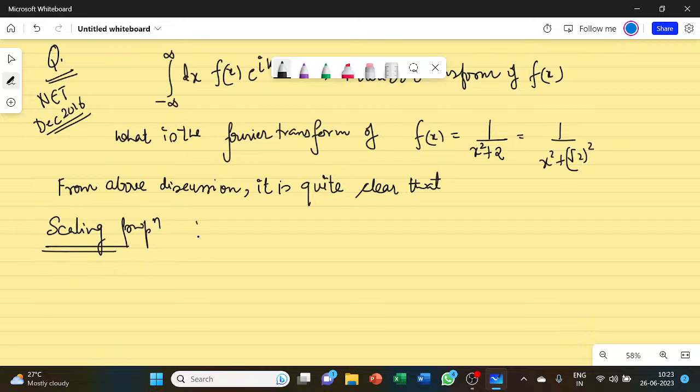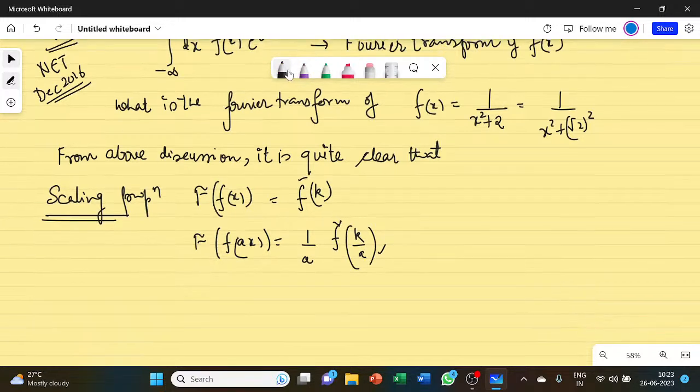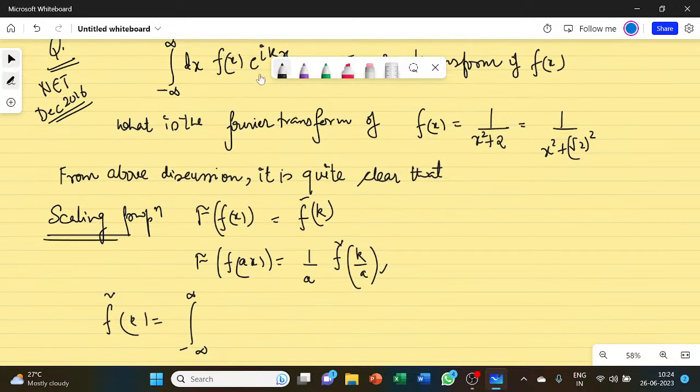For example, if the Fourier transform of your function f of x is simply f tilde k, then what would be the Fourier transform of f of ax? It will be simply equal to 1 upon a f tilde k upon a. How come? Let me show you. The Fourier transform of f of x is the integral from minus infinity to infinity. Let's say I use the definition given above.